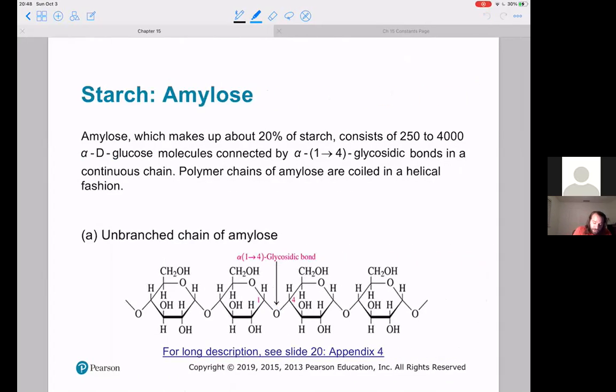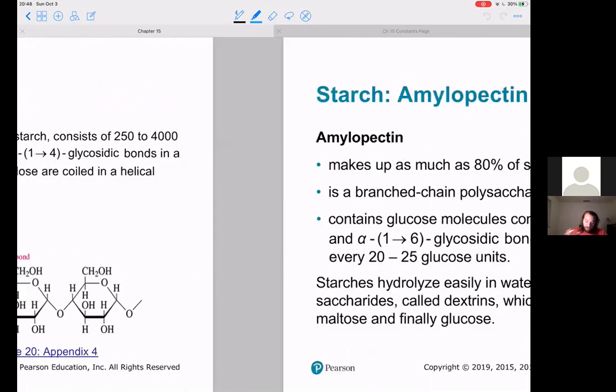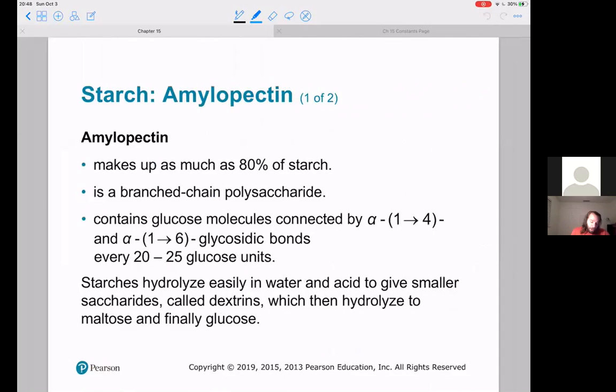It turns out that it's actually not the most common starch in plants. It makes up about 20% of starch within a plant, this unbranched amylose polysaccharide. The other 80% is made up by amylopectin, which is very, very similar. It's connected by alpha-1,4 bonds, but it's not a straight chain, it's branched. And those branches are made of alpha-1,6 glycosidic bonds, about every 20 to 25 units of glucose.